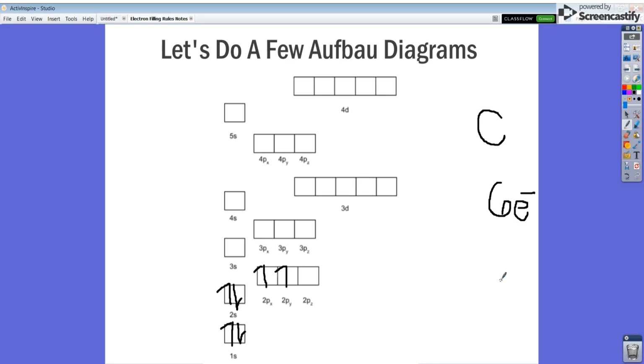Okay, the Aufbau diagram tells you the order of increasing energy. So you'll notice, hopefully, that the 4s is lower in energy than the 3d. So make sure you follow the order of the Aufbau diagram. Let's do one other one.